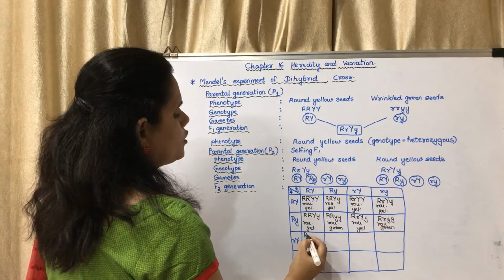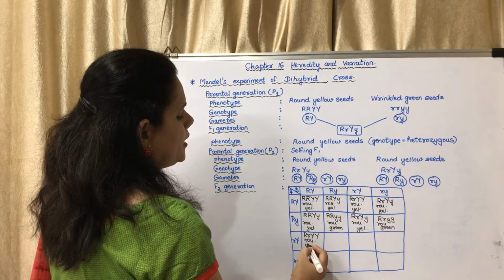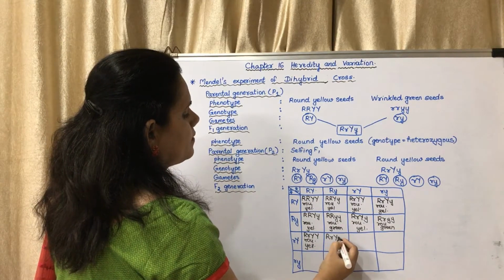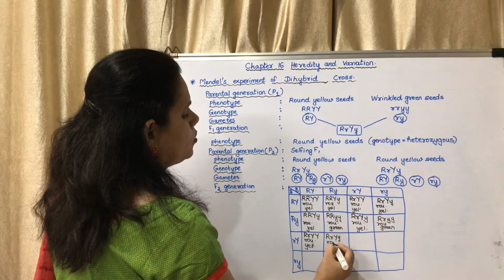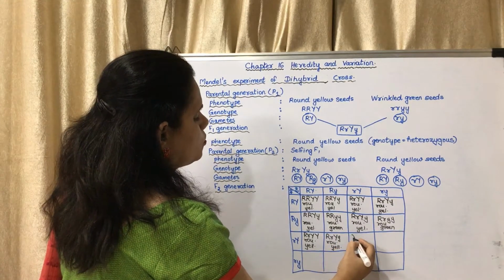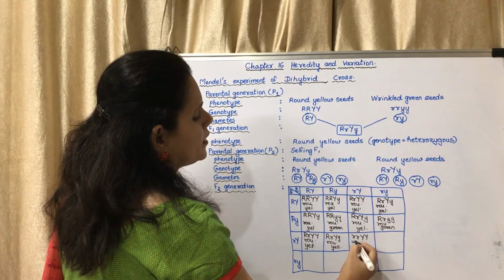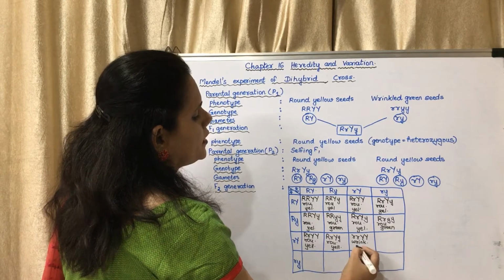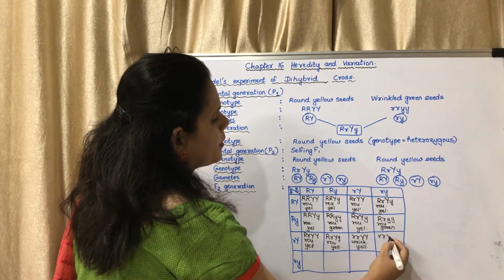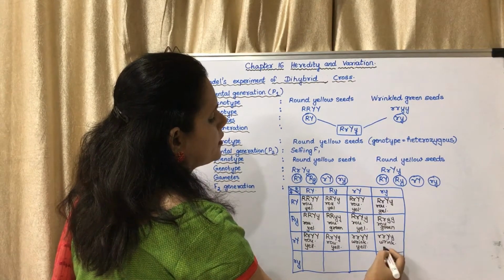This is capital R, capital Y. This will be round yellow. Capital R, capital Y, small y. This will be round yellow. Small r, capital Y. This will be wrinkled yellow. Small r, capital Y, small y. This also will be wrinkled yellow.